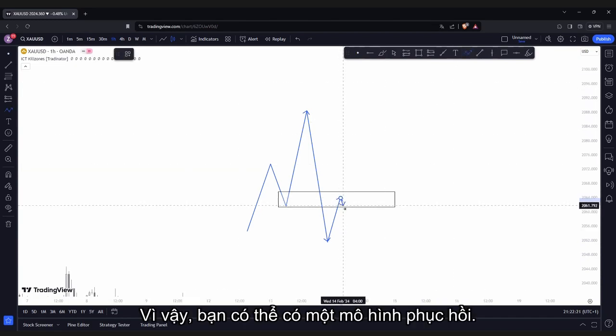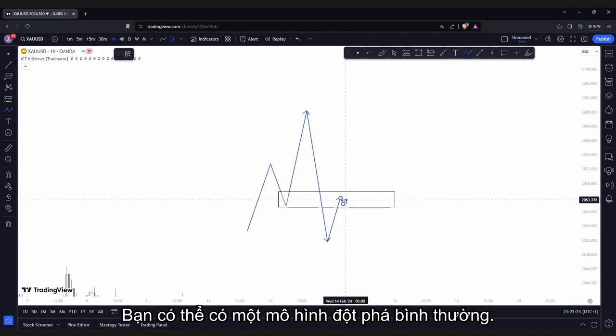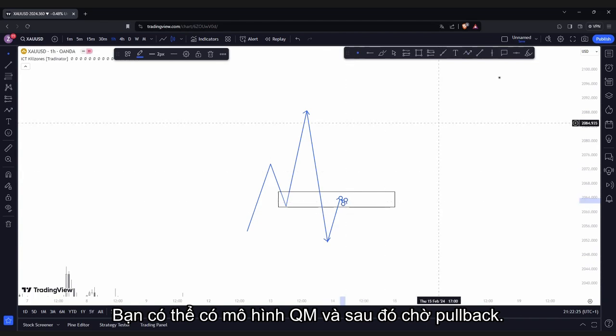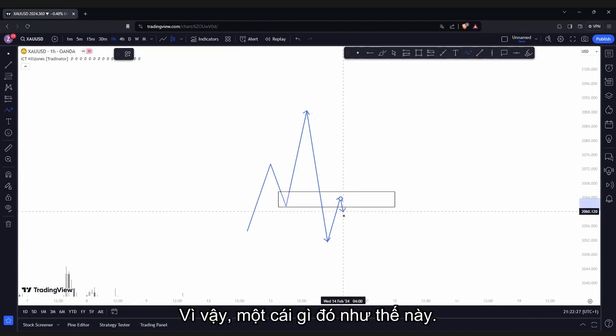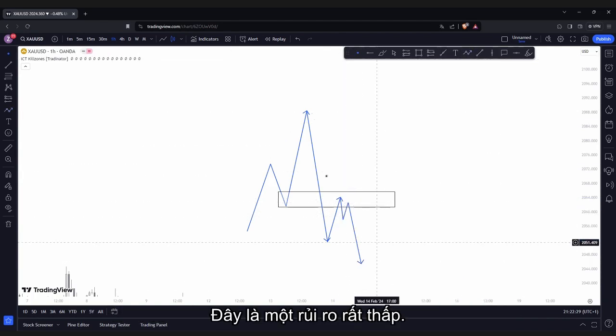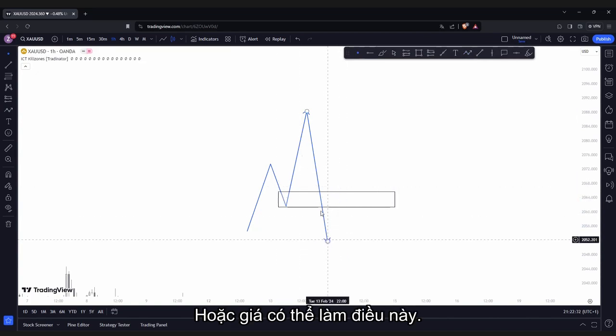So you can have a rally pattern, you can have a normal breakout pattern, you can have a QM pattern, and then wait for pullback. So something like this. Boom. This is a very low risk one. Or price can do this.